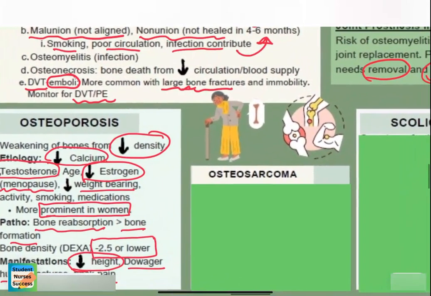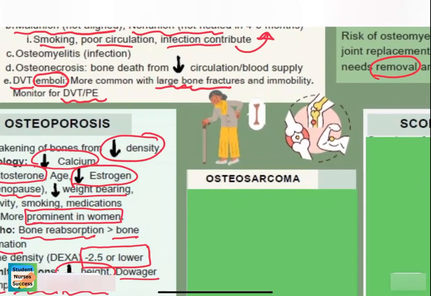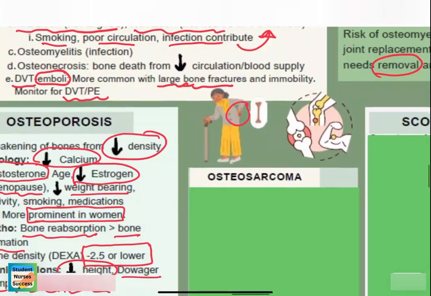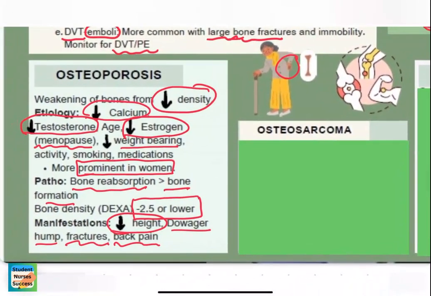I've got a little picture over here with somebody with maybe some back pain and bent over with that Dowager's hump. So those are the risks of that. As far as how to treat osteoporosis, we do have some medications that we can give, increasing calcium, physical activity, exercise. Those are all very helpful.